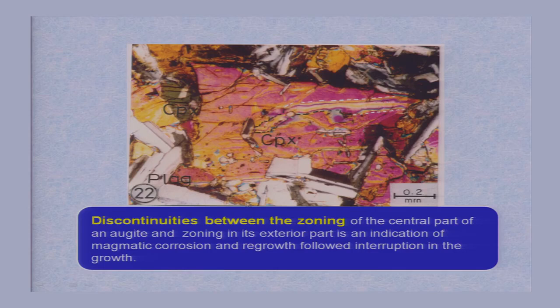The entire field of view is covered by a large crystal of CPX, better called clinopyroxene, and the most common clinopyroxene is augite. The white dotted line represents zoning of the central part of the augite, in this portion, and zoning in its exterior part. This indicates magmatic corrosion and regrowth followed by interruption in the regrowth. So, these are the reasons attributed to the formation of such discontinuities within clinopyroxene crystals.